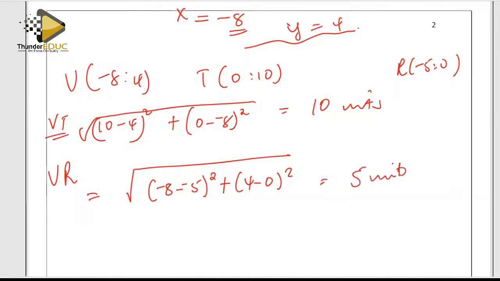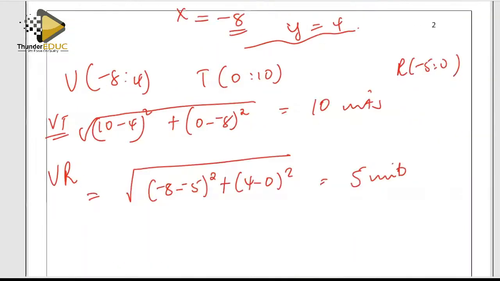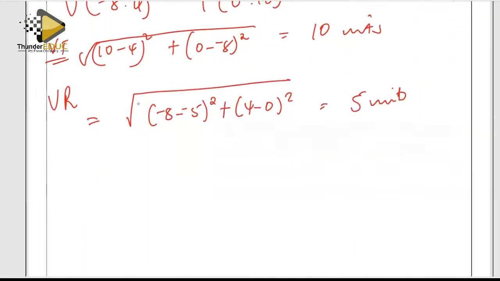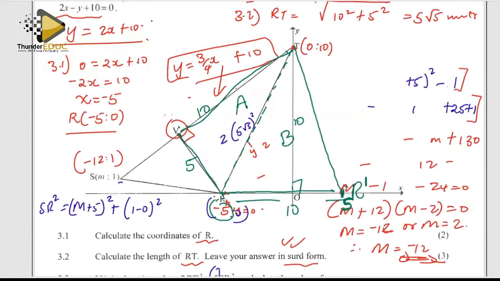Okay, so I need to find the area of this. So this is a 5, this is a 10. We have this as a 10, we have that as a 10. So let's get the area of A plus the area of B. So that is a half. Let me have this as my base, which is 10, and let this be the height, because these two are perpendicular.